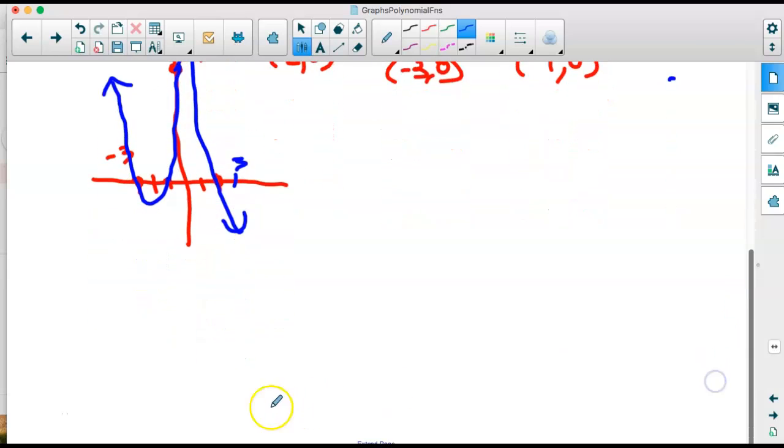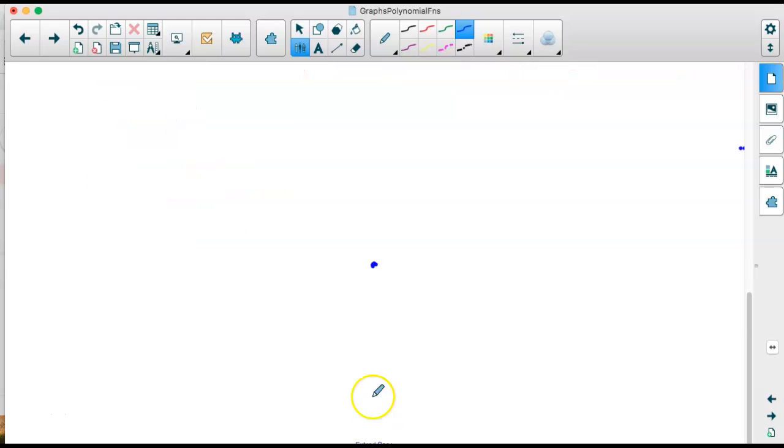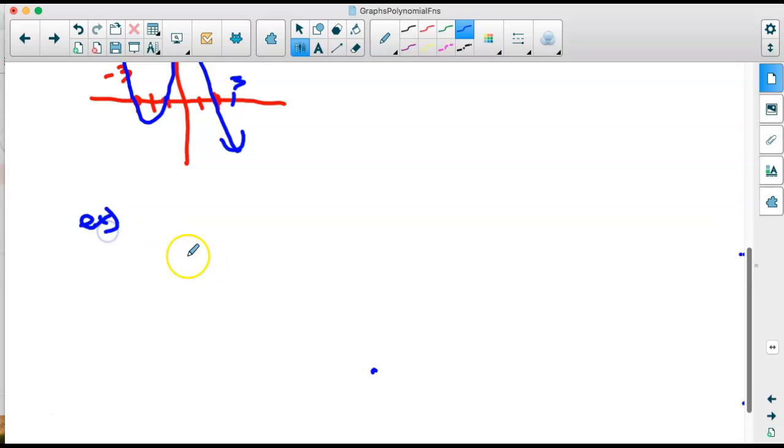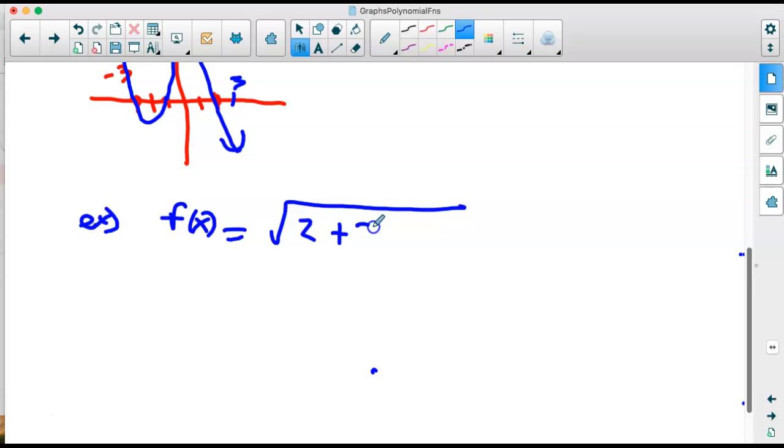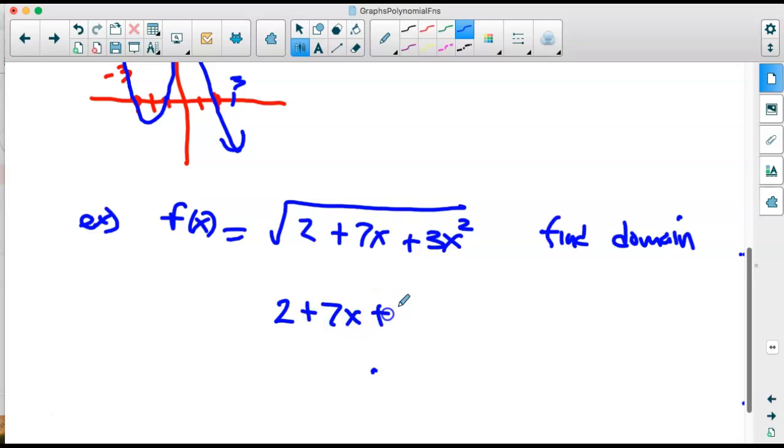Okay, so let's do one of those examples for a domain problem. So we're going to find the domain of this problem. Here's my example. Find the domain of f of x equals square root of 2 plus 7x plus 3x squared. So we're going to find the domain. So that means that 2 plus 7x plus 3x squared has to be greater than or equal to 0, because we can't take the square root of a negative number.